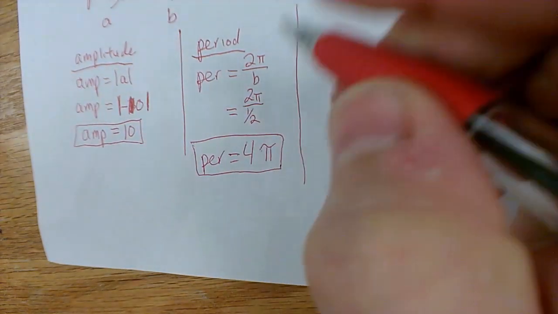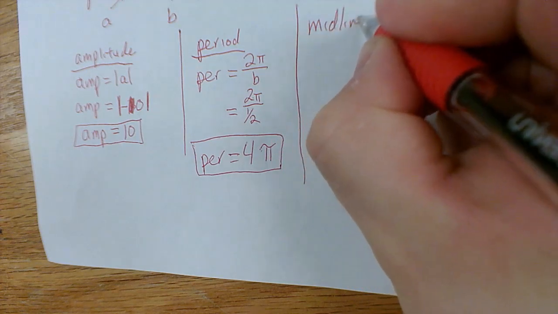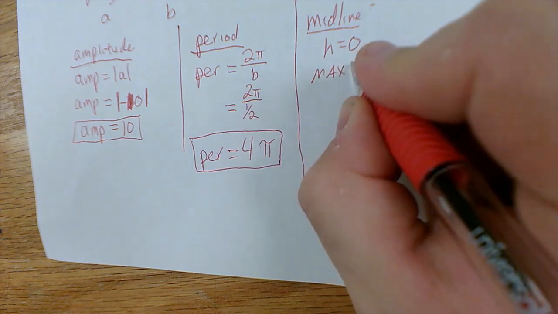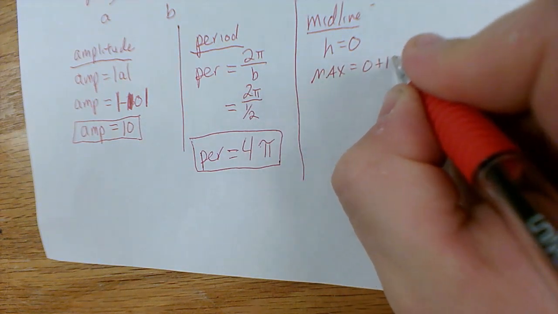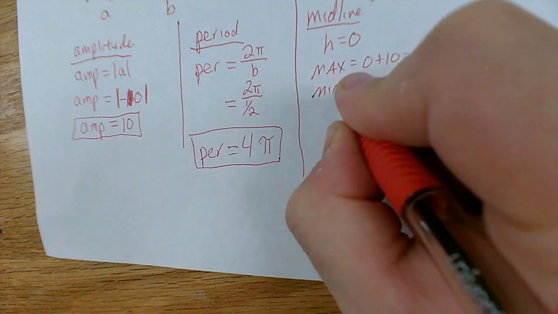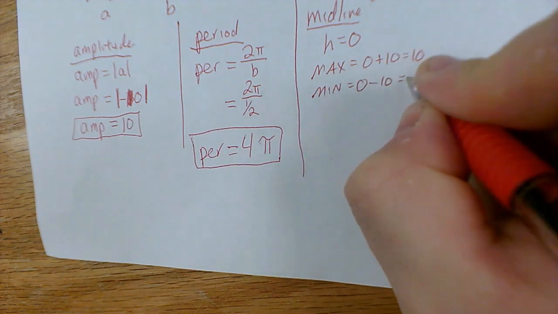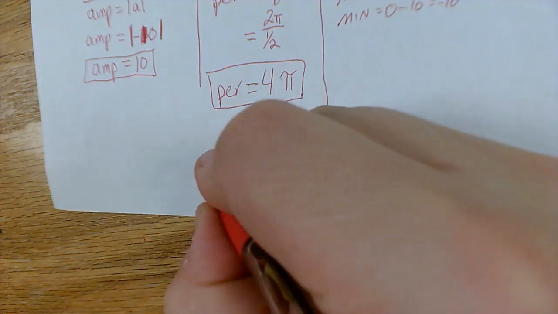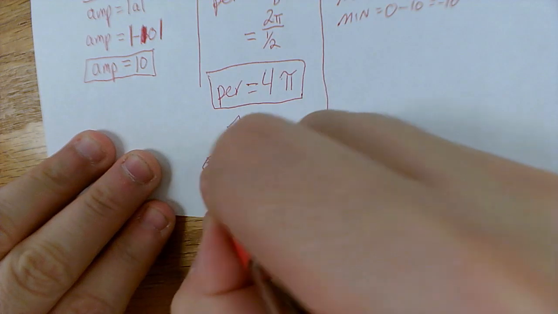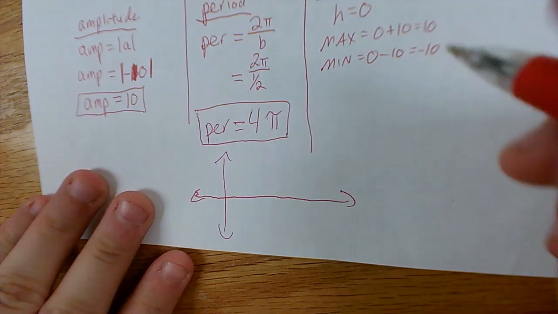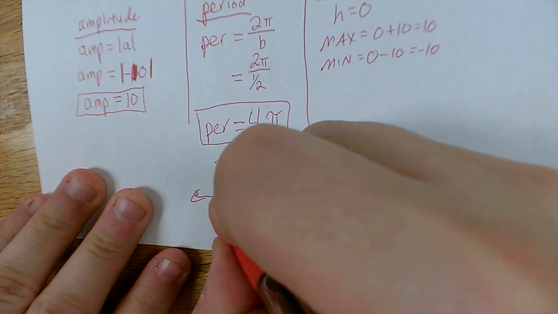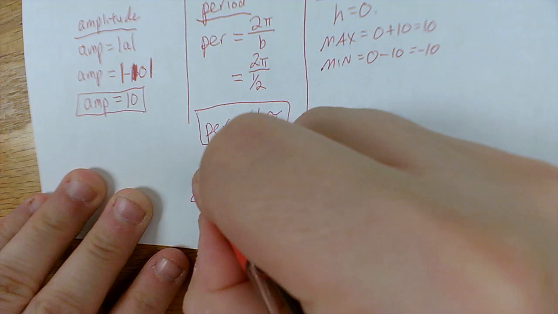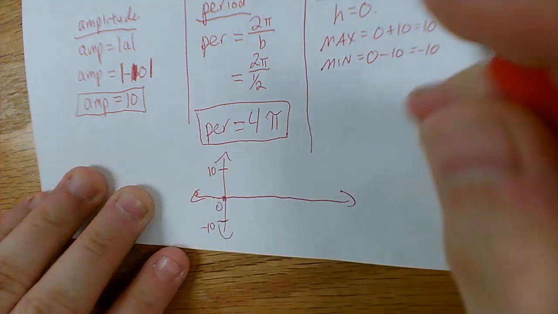And once again, the midline in this case, h, is equal to 0. Find the max of your graph. It's equal to 0 plus 10, which is 10, and the min would be 0 minus 10, which is -10. But once again, I'm going to start my graph here. I did kind of cheat, showing you guys this, but I know this will be 0 because of that. I know the highest is going to be 10 and the lowest will be -10.